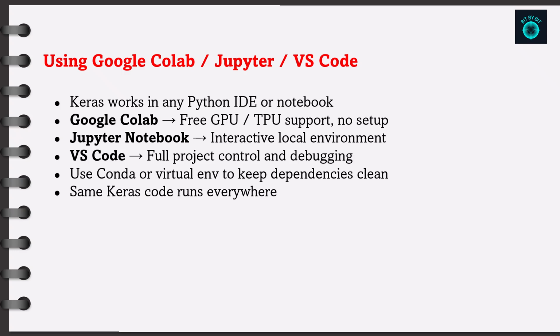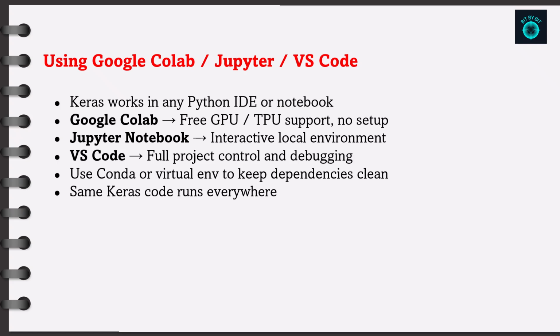It's interactive and lets you run code step by step, see graphs, and edit markdown text in one place. It's a great choice if you prefer working offline. Visual Studio Code, also known as VS Code, is an integrated development environment. It's best for larger projects and for debugging deep learning applications. You can install extensions for Python and Jupyter to get a smooth workflow.